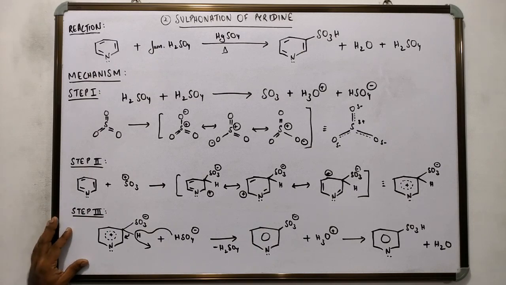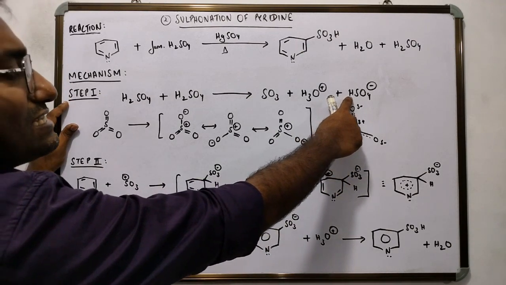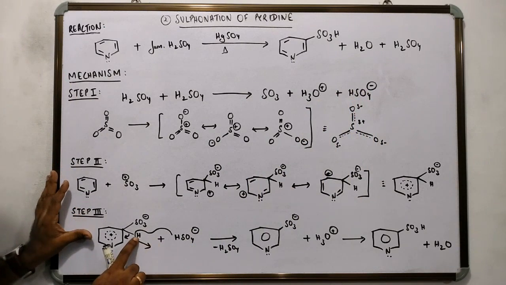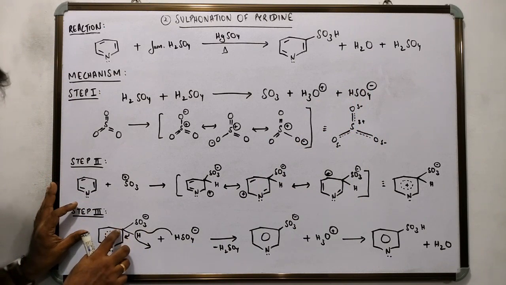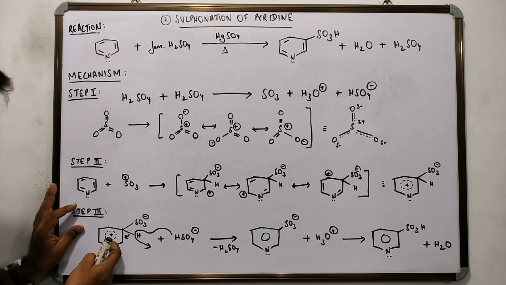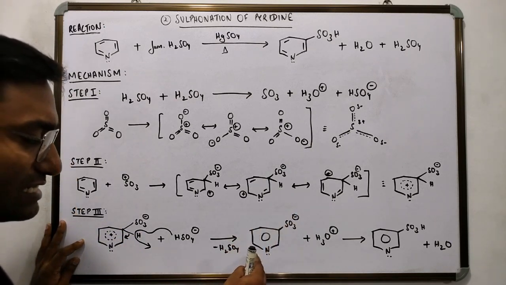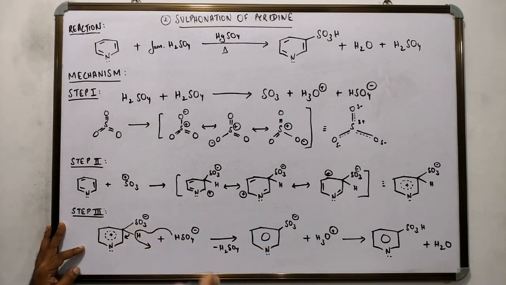In step number 3, the HSO4 minus that was released in step number 1 acts as a base, a mild base, and knocks out a proton from position number 3. At the same time, the electron pair that the pyridine ring shared with that proton is pulled inside, and thus the neutrality as well as resonance of the pyridine ring is restored as it was in the beginning.